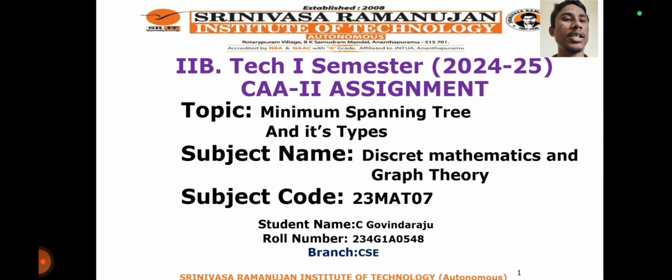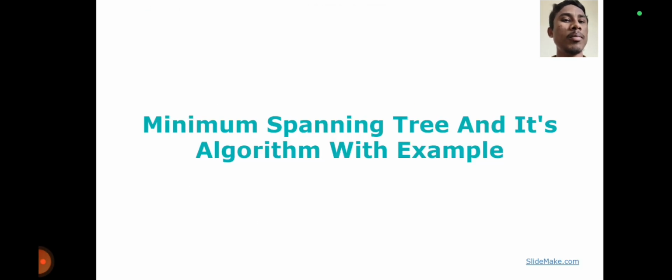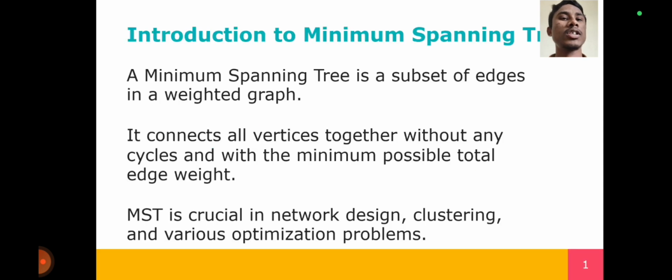And today, my topic is minimum spanning tree and its algorithm with an example. First of all, we will discuss what a minimum spanning tree is. The minimum spanning tree is a subset of edges in a weighted graph, and it connects all vertices together without any cycles and with the minimum possible total edge weight. The minimum spanning tree is crucial in network designing, clustering, and various optimization problems.